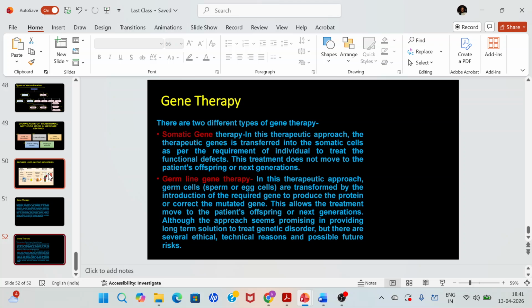While in the case of germline gene therapy, germ cells, sperms or egg cells are transformed by the introduction of the required gene to produce the protein or correct the mutated gene. This allows the treatment to move to the patient's offspring or next generation. Although the approach seems promising in providing a long term solution to treat genetic disorders, there are several ethical and technical reasons and possible future risks in continuing with this kind of gene therapy.